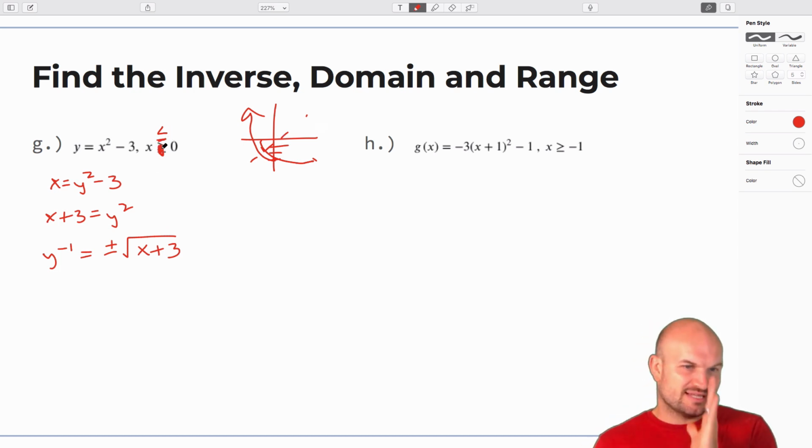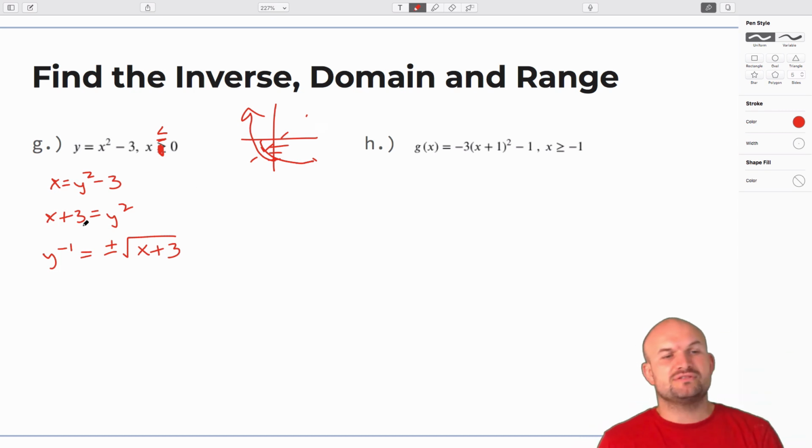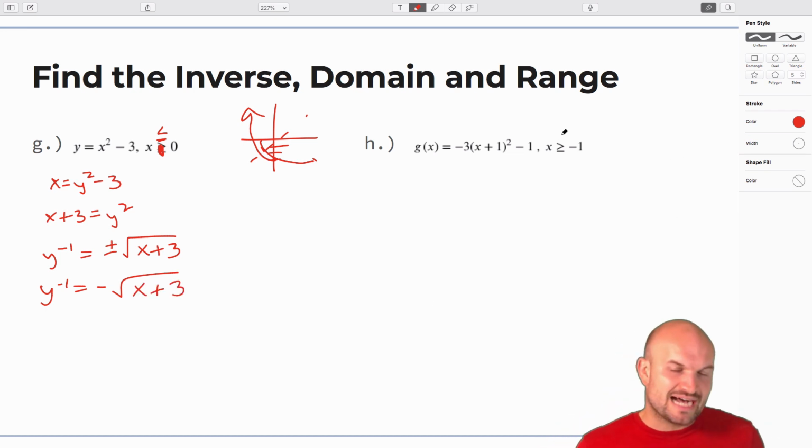And again, you can see that since x is less than 0, since we're using the left-hand side of the quadratic, we're going to use the negative version. So my final answer, y inverse, is going to be negative square root of x plus 3. So then maybe we can probably assume that for the positive version here, we're going to use the positive version.